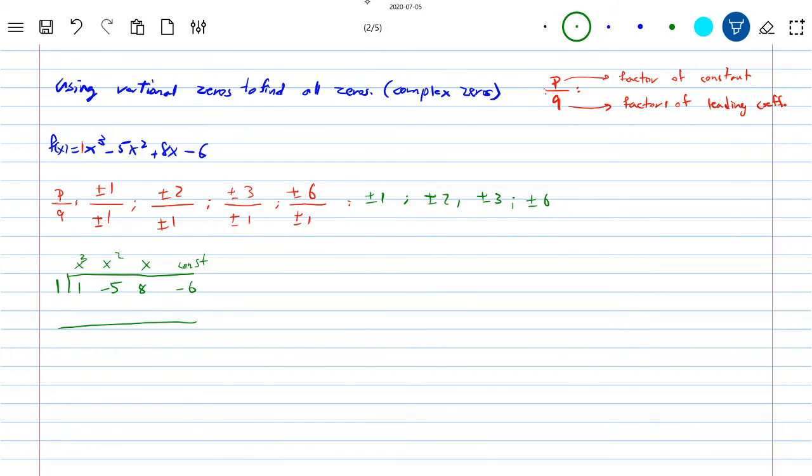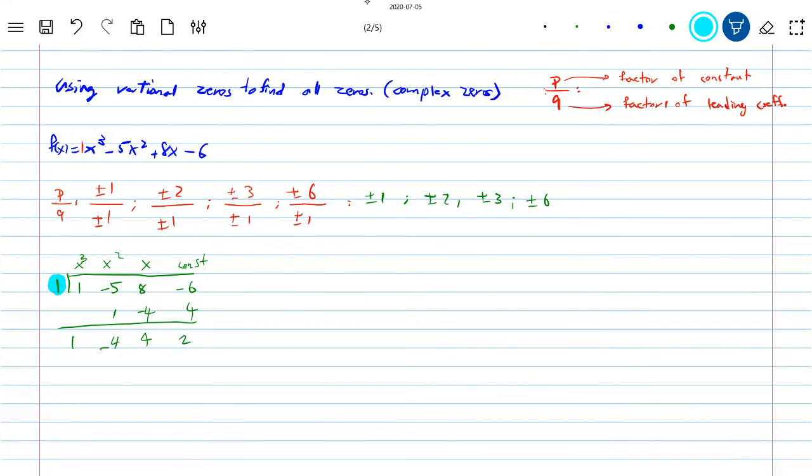And we're assuming 1 is a 0 at this point. We're checking to see if 1 is a 0. Drag down 1. 1 times 1 is 1. Add them up, you'll get -4. Multiply by -4, add them up, you'll get 4. 1 times 4, 4. And here, 2.